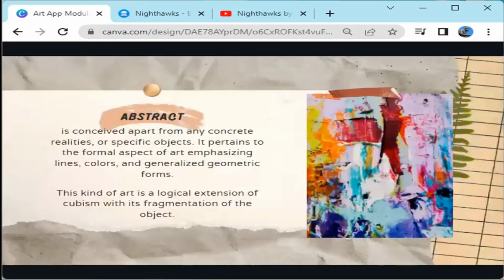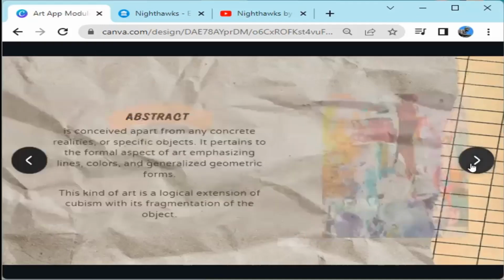Another work is yung abstract naman. And abstract is conceived apart from any concrete realities or specific objects. It pertains to the formal aspect of art, emphasizing lines, colors, generalized geometric forms. And this kind of art is a logical extension of Cubism, with its fragmentation of objects. So sa abstract, really, it's highly subjective, reality ng artist. How he sees it, based on his perspective na ng reality niya.